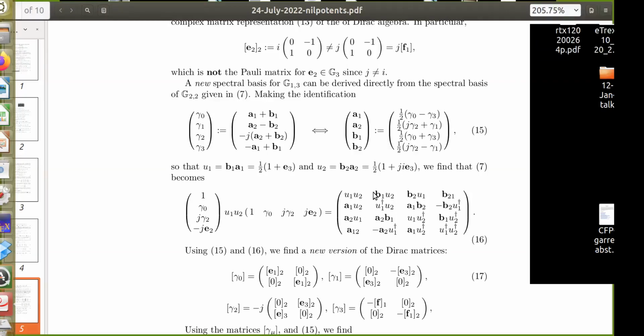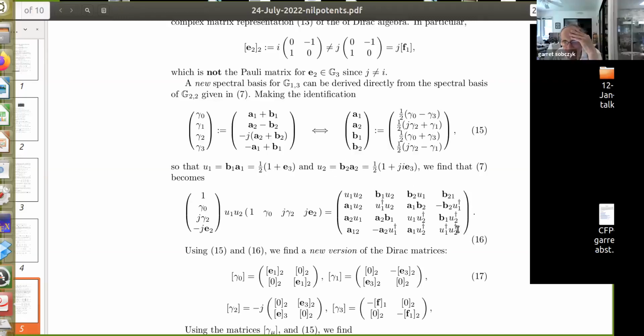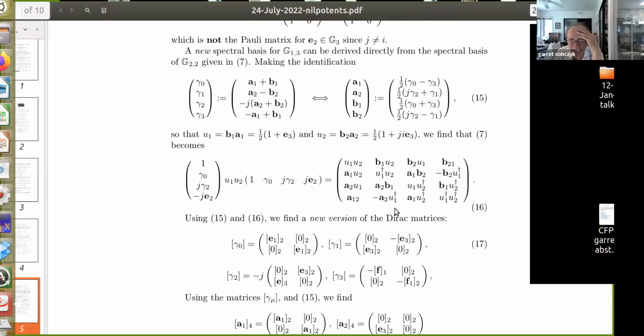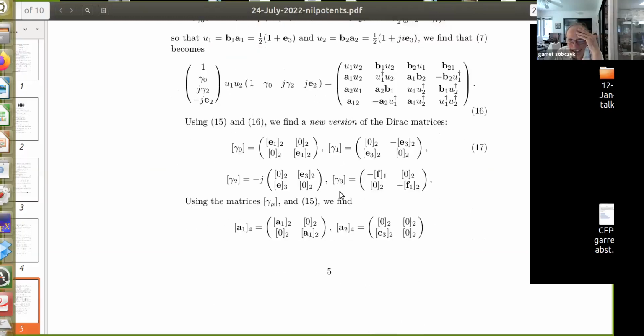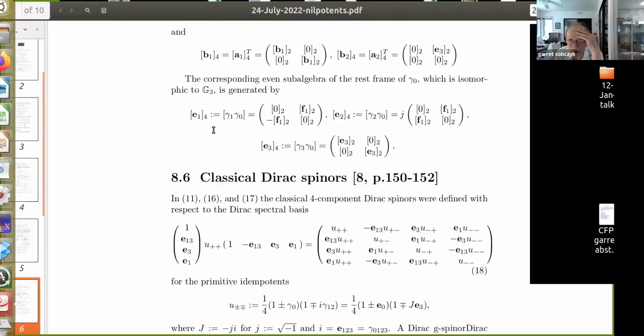Notice that. But this is a new basis, right? U2 is B2A2. But notice what I'm doing here is I'm complexifying that. So it's another way of identifying the standard basis in terms of just the complexified 2 by 2 case. Anyway, I wanted to at least mention this.